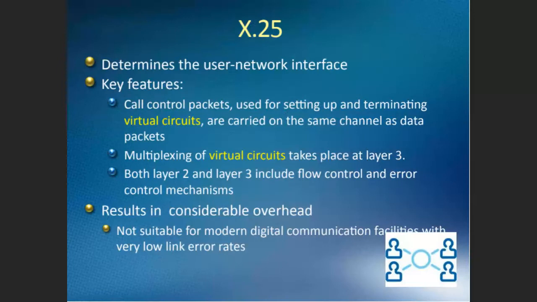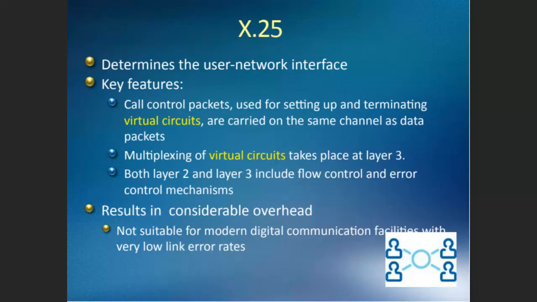We have an old WAN technology called X.25. It's legacy now. It stopped. Nobody is using it almost. It determines the user network interface. Some of the features were that it uses call control packets for setting up and terminating virtual circuits, and they are carried over the same channel as data. The multiplexing is done on layer 3. And both layer 2 and layer 3 do flow control and error control mechanisms.